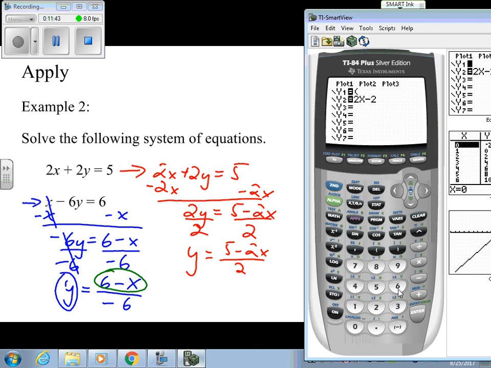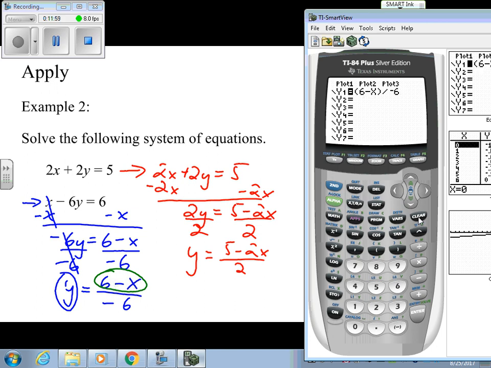So I have 6 minus x, close parenthesis, divided by, and now I have to make sure I use the negative sign and the 6. You could also put that in parentheses. A lot of times I would, just because there's a negative and I want to group it with it, but that should be just fine.